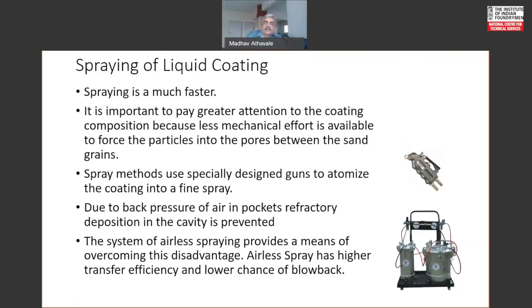But maintaining them is very important. Maintaining the spray guns, maintaining the consistency is extremely important. The airless spray guns obviously improve the efficiency of transfer of fillers onto the mold and core surface, because there is no air involved, so there is no back pressure of the air.